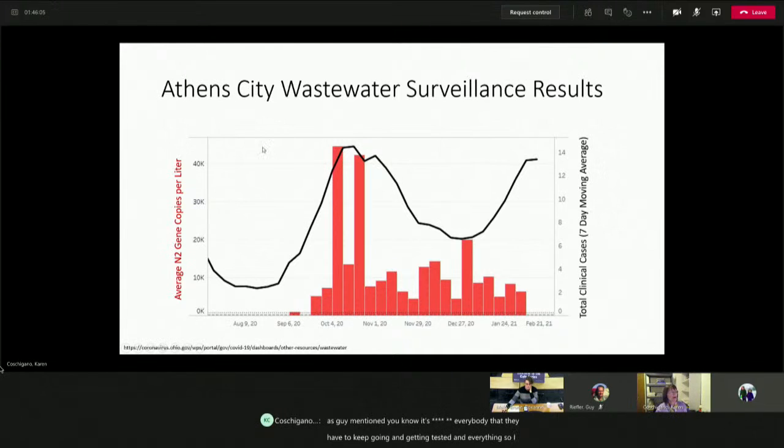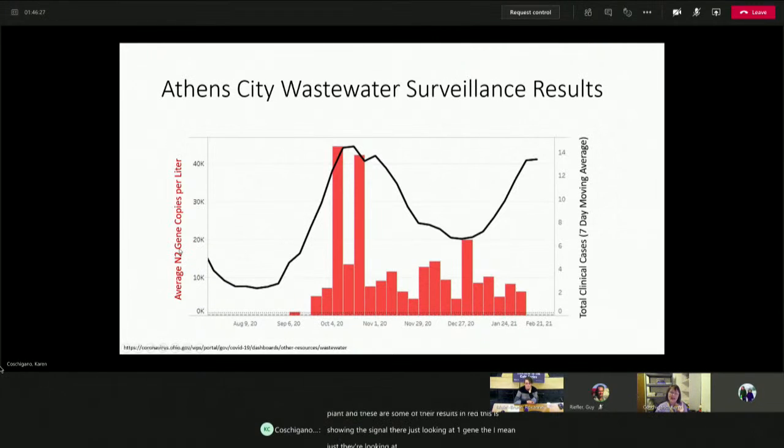So I just wanted to point out that OSU has been doing the Athens City wastewater. So they get a sample twice a week from the Athens City treatment plant. And these are some of their results in red. This is showing the signal. They're just looking at one gene.